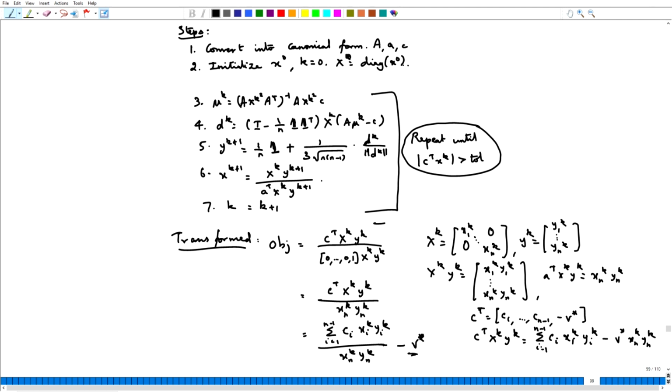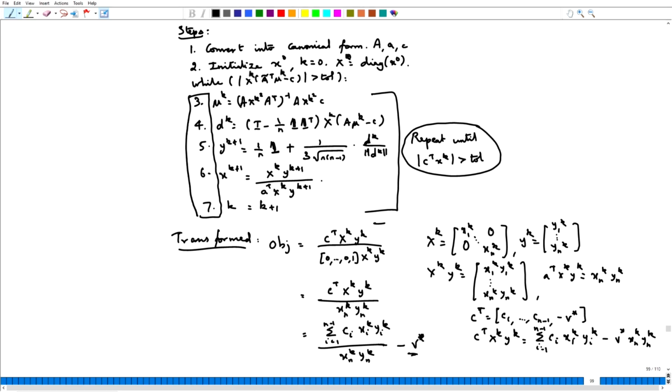And this gets repeated. But the condition is slightly different. So, you are going to do while mod of x into A tilde transpose mu minus c is greater than tolerance. So, that is changing. This is no more the condition; the condition is this. And you need to do an indent.